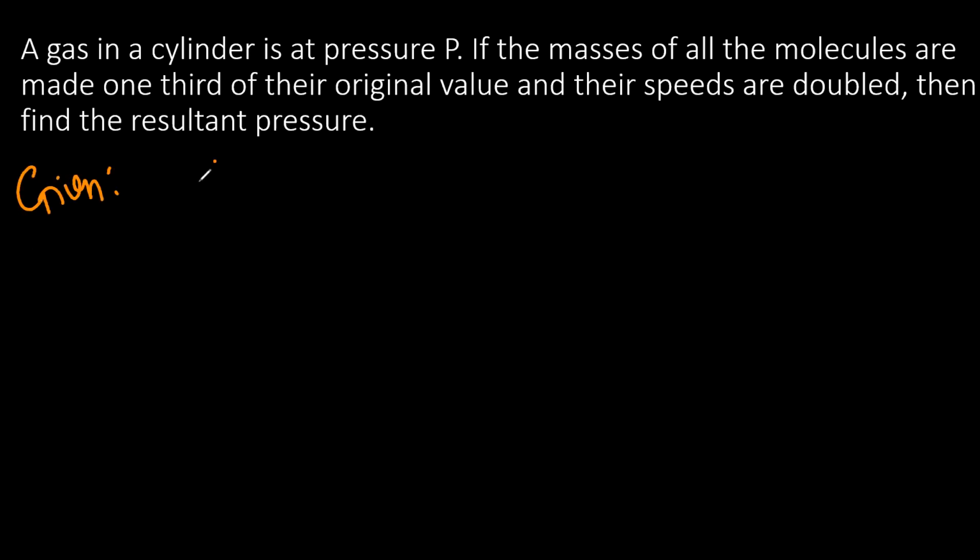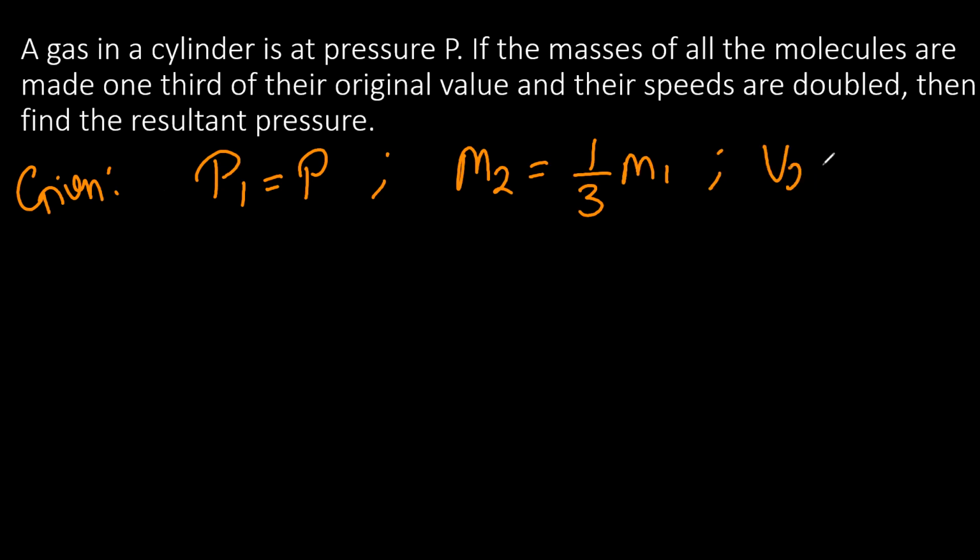See, simply, what is the initial pressure? P. Then what did they do to the mass? They made it 1/3. So we can write m2 is equal to 1/3 of m1, and velocity is doubled: velocity 2 is 2 times velocity 1. Okay? So velocity is also doubled. We need to find the resultant pressure.